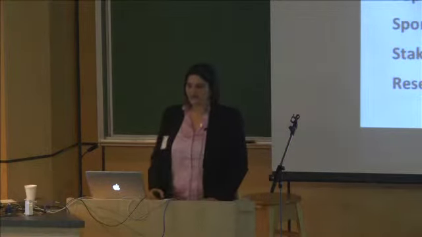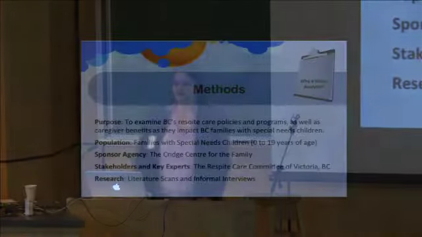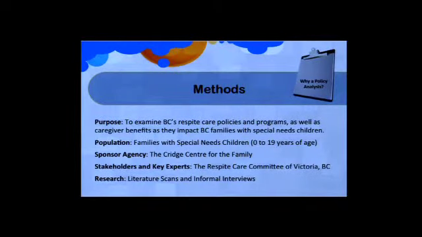So the purpose of this analysis was to examine BC's respite care policies and programs, as well as caregiver benefits and income supports as they impact BC families with special needs children. My population was families with special needs children between 0 to 19 years of age. And the reason why I focused on this group is because I wanted to examine the unique stream of programs available for this population. My practicum placement was the Cridge Center for the Family.